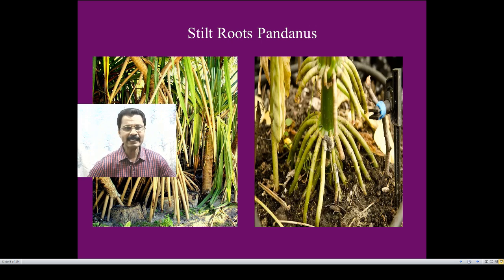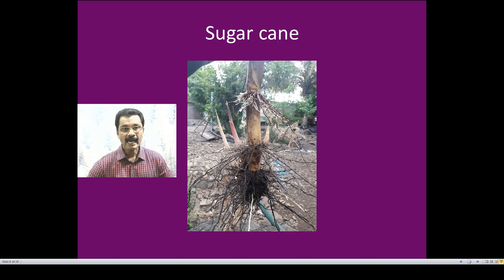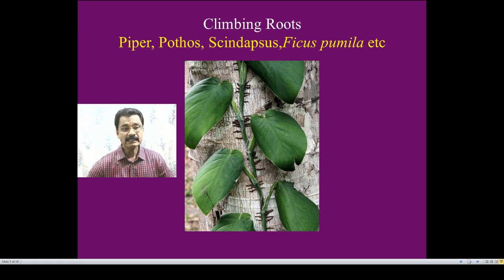See, this is pandanus. And this is zea mays. And this is sugarcane. From the basal nodes, the adventitious roots develop. And this type of roots are called stilt roots. Then climbing roots.